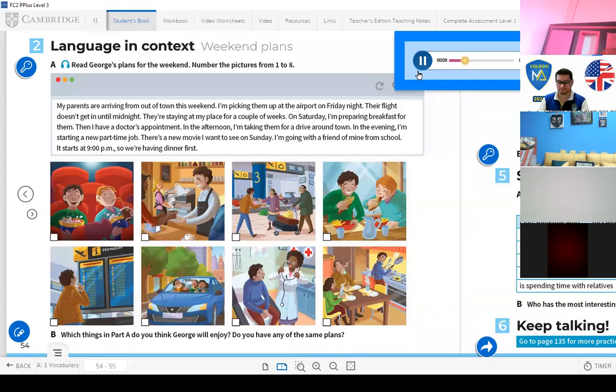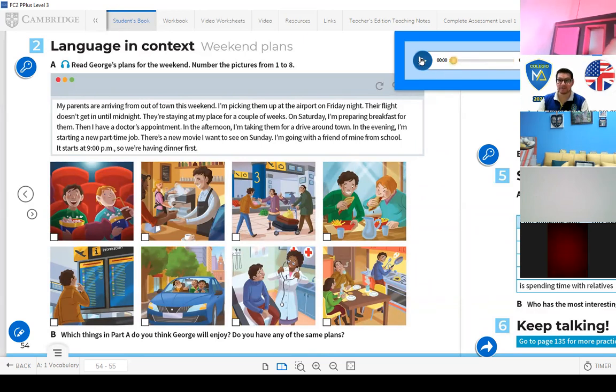My parents are arriving from out of town this weekend. I'm picking them up at the airport on Friday night. Their flight doesn't get in until midnight. They're staying at my place for a couple of weeks. On Saturday, I'm preparing breakfast for them. Then I have a doctor's appointment. In the afternoon, I'm taking them for a drive around town. In the evening, I'm starting a new part-time job. There's a new movie I want to see on Sunday. I'm going with a friend of mine from school. It starts at 9 p.m., so we're having dinner first.